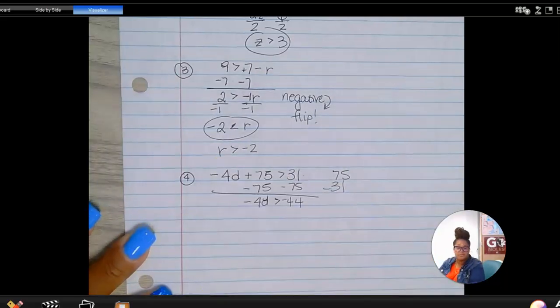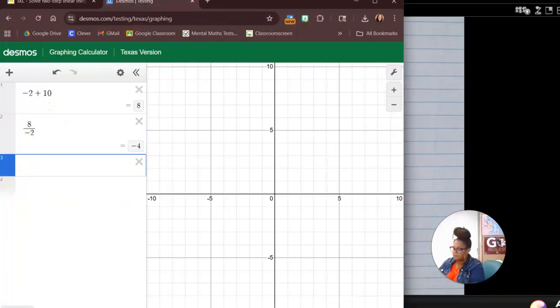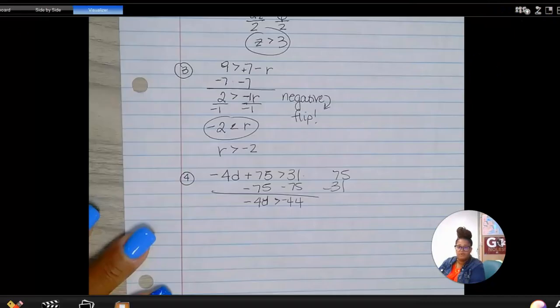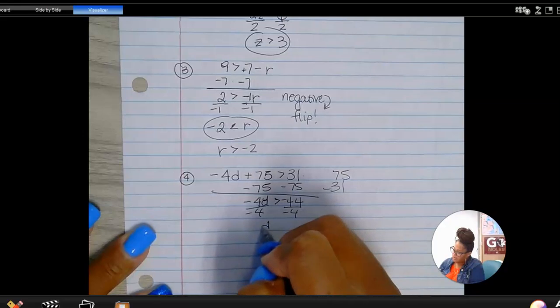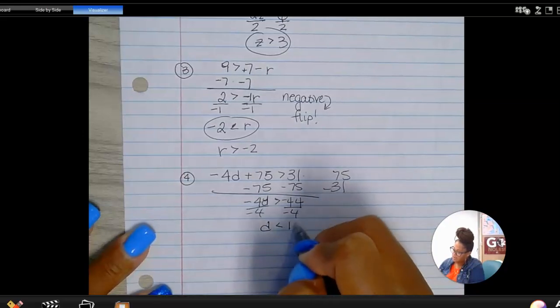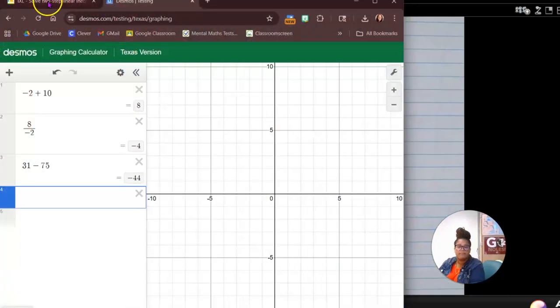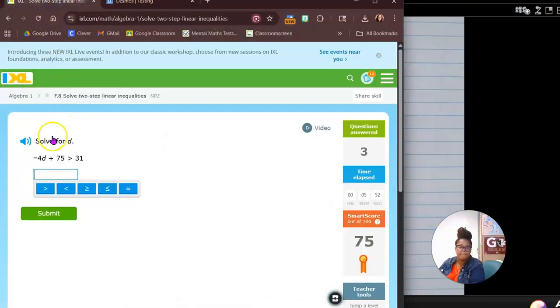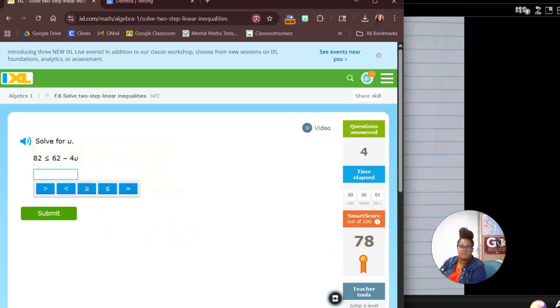Let me double check with Desmos. -44, and then divide by -4, divide by -4. d, turn my sign around, is less than 11. Got it. Now that gets me really close to 80. I've shown my work.